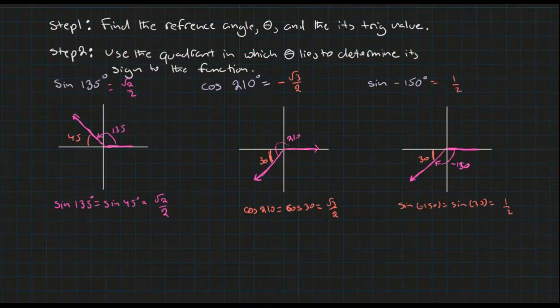But again, keeping in mind, this is sitting in the third quadrant where sine is negative. So this is actually going to be negative 1/2. So that is how we can use reference angles to evaluate trig functions. And that is it for this.